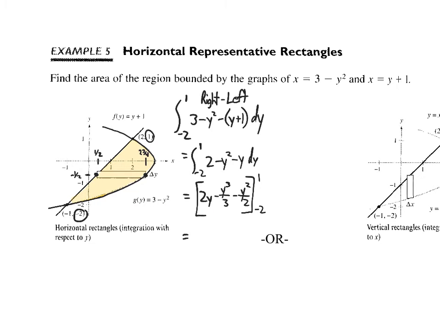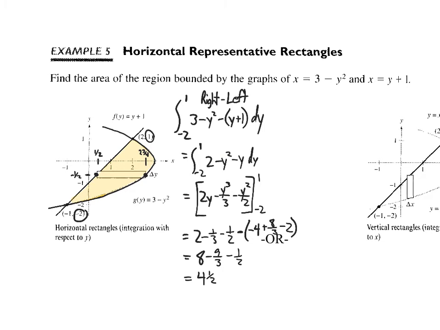If I have 1, then I have 2 minus 1/3 minus 1/2. If I plug in a negative 2, I'm going to have a minus 4 plus 8/3 and minus 2. Okay? Don't forget to distribute the negative when you subtract here. So I have 2 plus 4 plus 2. That's going to be 8 minus 9/3 minus 1/2. So 8 minus 3 is 5 minus 1/2. There we have 4.5. Okay?